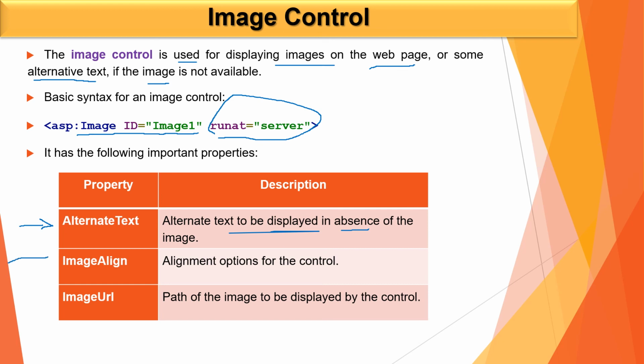Next is ImageAlign. You have to align the image for this control. You can align this image at the left hand side, at the right hand side, or in the middle. Sometimes the image will be aligned at the top, middle or bottom level. So the ImageAlign property has different attributes, and that can be done with this property. Next is the ImageUrl. You can use the path of the image which will be displayed by the control.